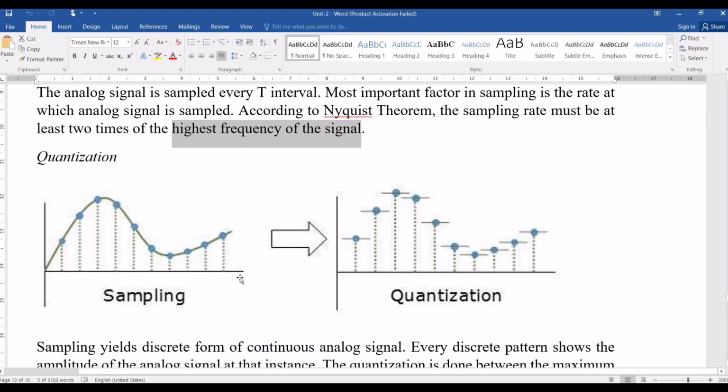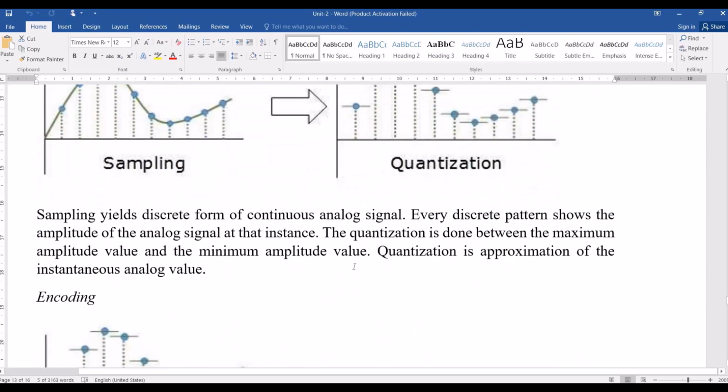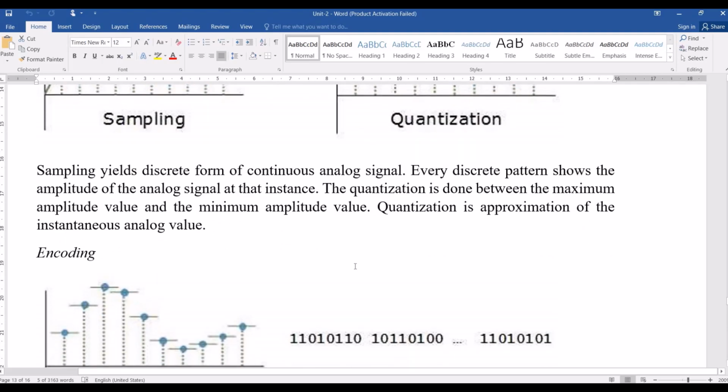Let's move on to quantization. How does quantization come about? Quantization is nothing much. It removes the analog signal and keeps only the samples, the sample information only. Here we have different levels of the analog signal, and each and every level has a binary value in this amplitude. That is quantization. Sampling yields the discrete form of the continuous analog signal.